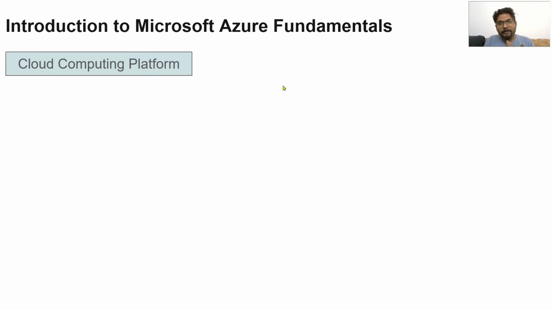Computing talks about computer. A simple word, right? And when it talks about computer, there are so many things that come into your mind. One is your CPU, then RAM, then your networking, storage, your hard drive, all this. When you think of a computer, all these things come. Cloud computing platform is an important term to understand. We will understand it as we go.